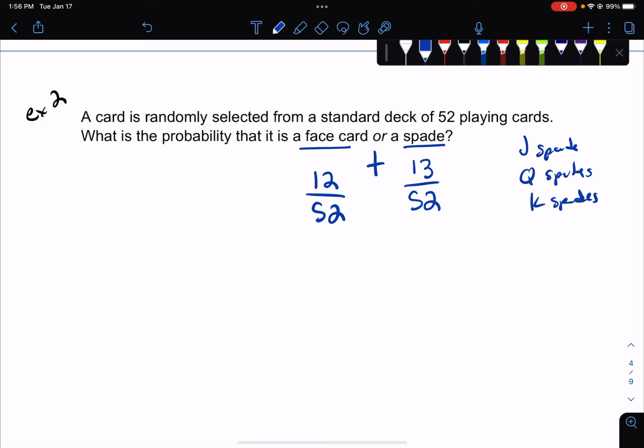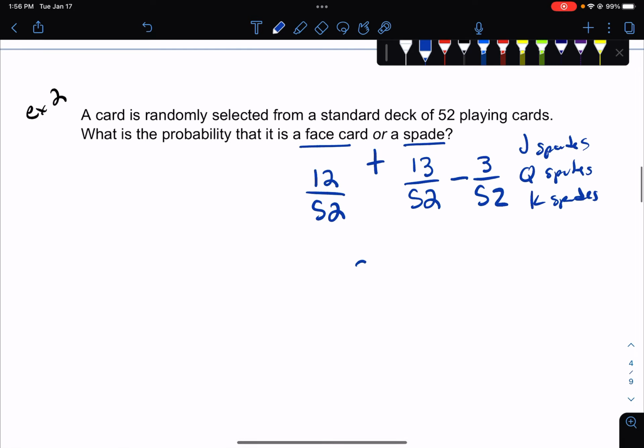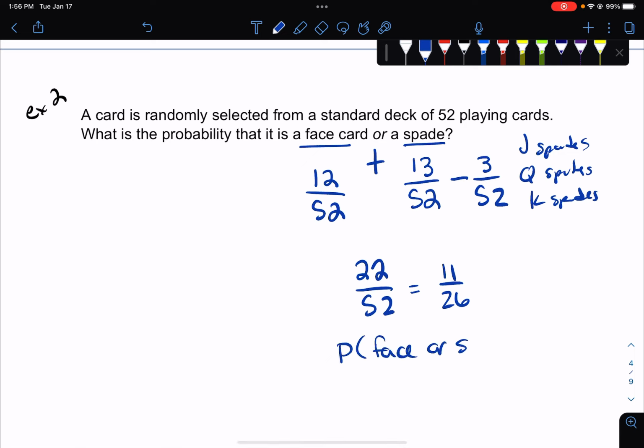So those 3 cards are counted twice. So I have to subtract those 3 cards. So I'm going to minus 3 out of 52. All right, so 12 plus 13 is 25, minus 3 is 22 out of 52, which is 11 out of 26. So the probability of getting a face or a spade is 11 out of 26. I had to subtract these ones because I counted them twice, all right?